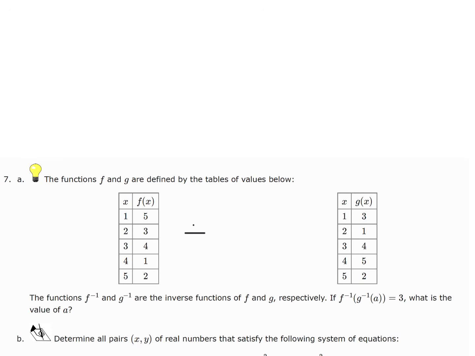So these tables are obviously there for a reason. They're going to help us. So first of all, this whole thing here, f inverse of g inverse of a, is all equal to 3. So let's take it one step at a time here. Let's just see what would be g inverse of a. We don't know, but let's just call that something. Let's say it's k.